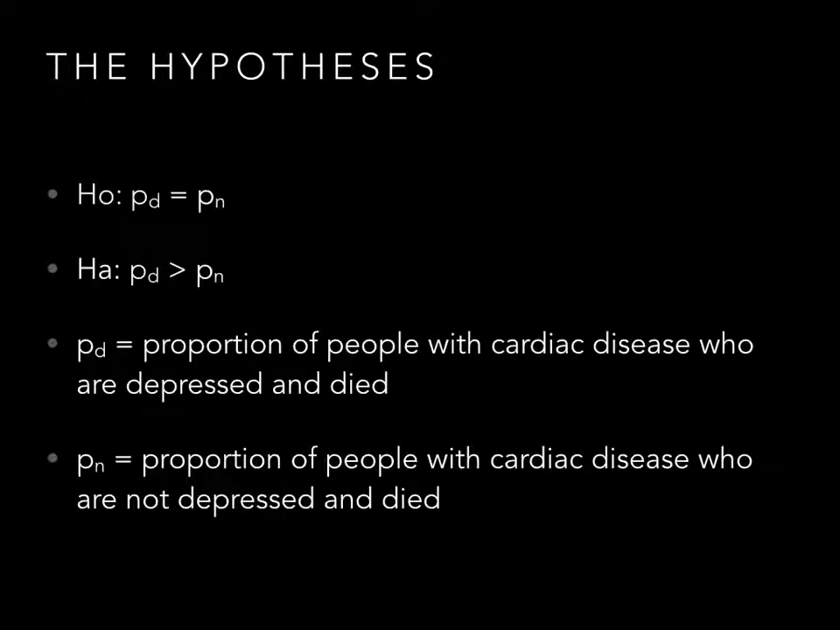So our H0 is going to be pD equals pN, and our Ha is pD is greater than pN. So pD is the proportion of people with cardiac disease who are depressed, and pN is the proportion of people with cardiac disease who are not depressed. So we're assuming that the proportions are equal, but we're using this test to see if the proportion of people with cardiac disease who are depressed are more likely to die than the proportion of people with cardiac disease who are not depressed who died. God, that's morbid. That's so morbid.